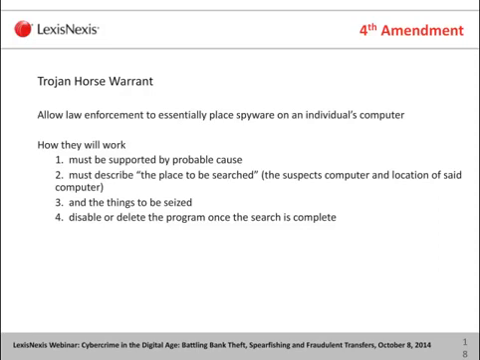There's not a lot of information about these warrants. You won't find a lot of case law on them, but they do exist.